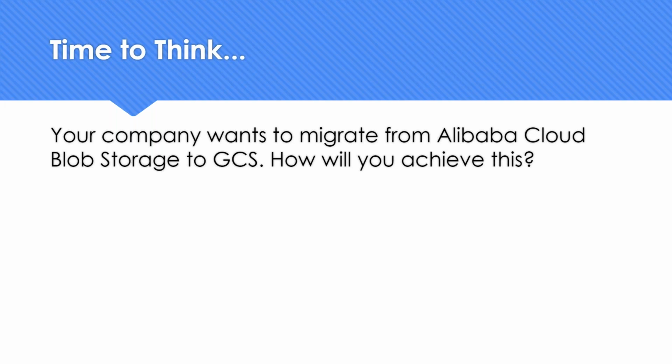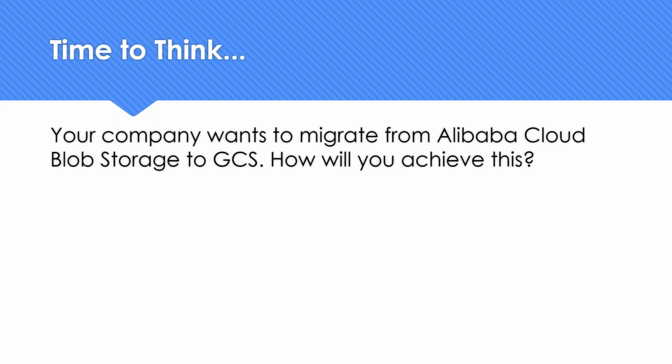So the requirement is your company wants to migrate from Alibaba Cloud. Why specifically Alibaba? There is a reason. Nothing to do with the country, folks. Just don't take that. Specifically Alibaba Cloud blob storage, they also have something similar to Google Cloud Storage. So you want to migrate from Alibaba Cloud to Google Cloud Storage. How will you achieve it?